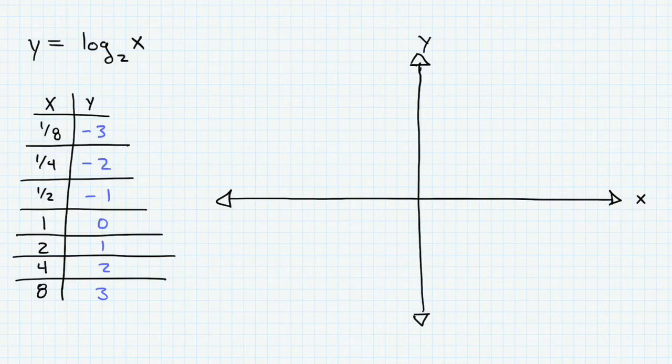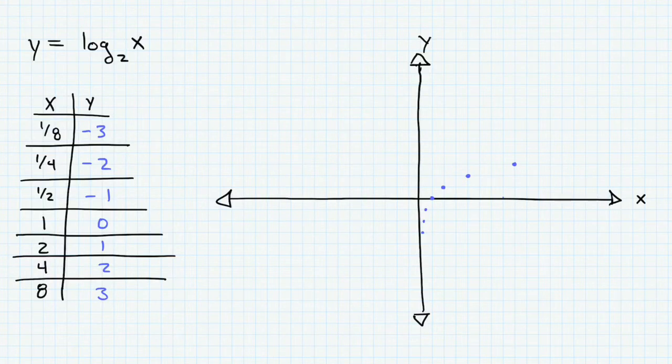And now we can plot these points. When I try to plot 1/8, I'm just estimating something really close to the y-axis, and then 1/4, 1/2, 1, then it's easy. 2, 4, and 8 are easy to get those last few points.